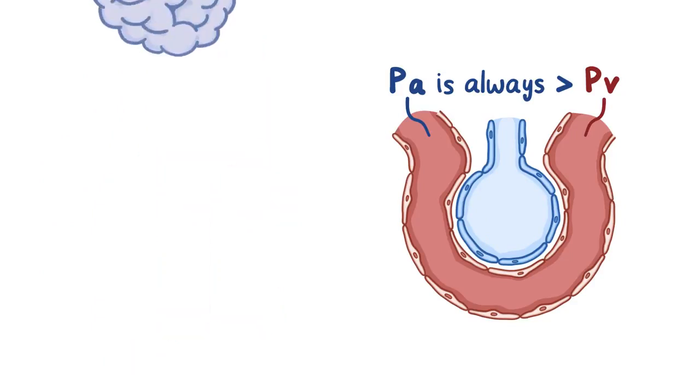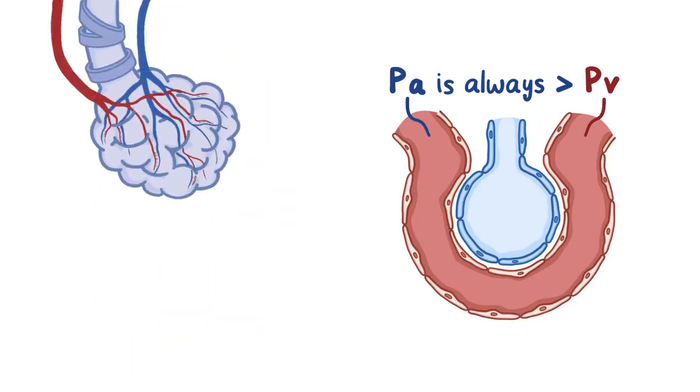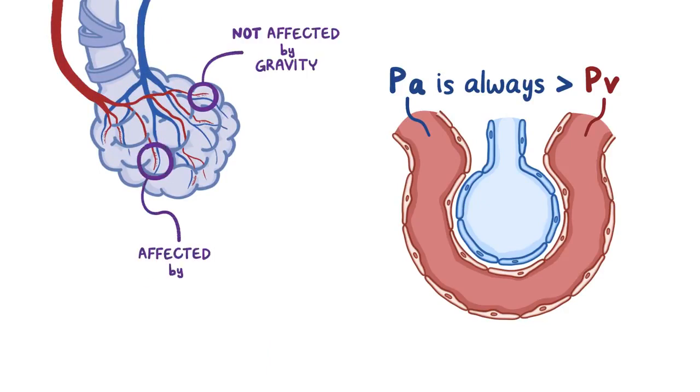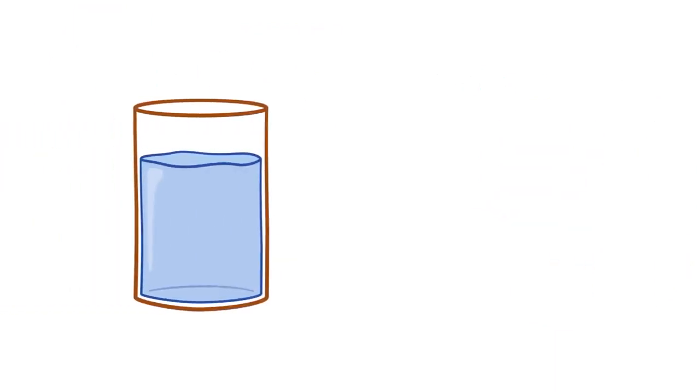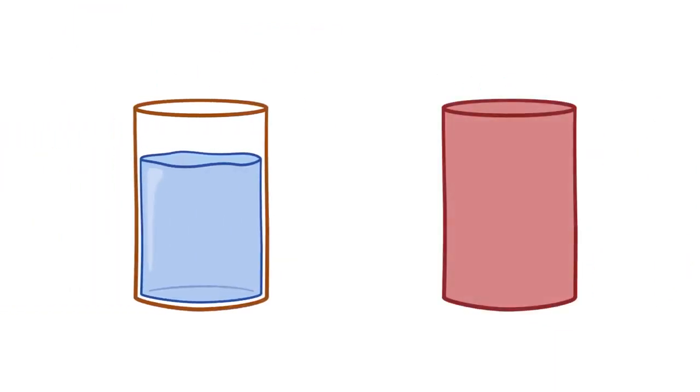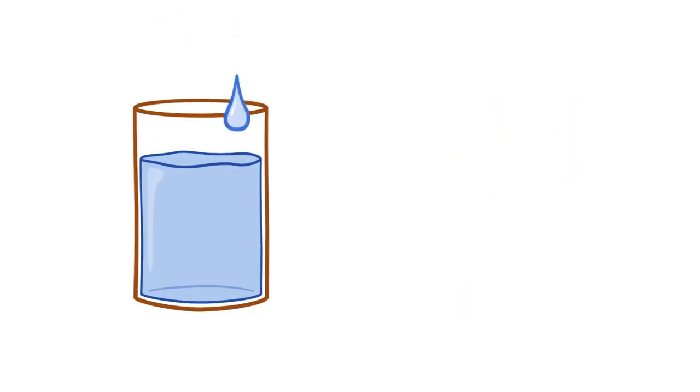Consider the fact that some blood vessels are more vertical while others are more horizontal. The horizontal ones are unaffected by gravity, but the more vertical ones are affected by gravity. The analogy would be a cylinder filled with water. The cylinder represents a blood vessel and the water would be the blood. As you add more and more water, the height of the water increases.